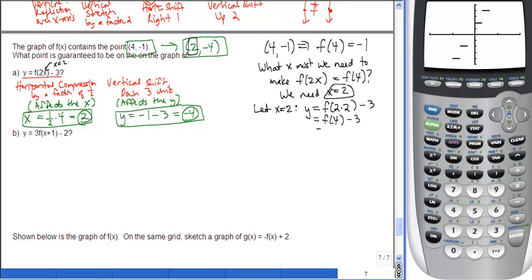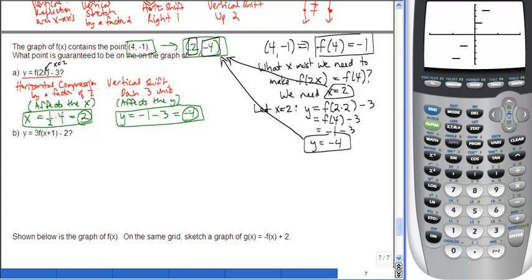And what is f(4)? We know what f(4) is because f(4) was defined to be -1. So substitute in -1, subtract 3, and that simplifies to -4, so that means y must be -4. So doing it in a slightly different way, we still end up with 2 for x and -4 for y. Okay, let's try another example.